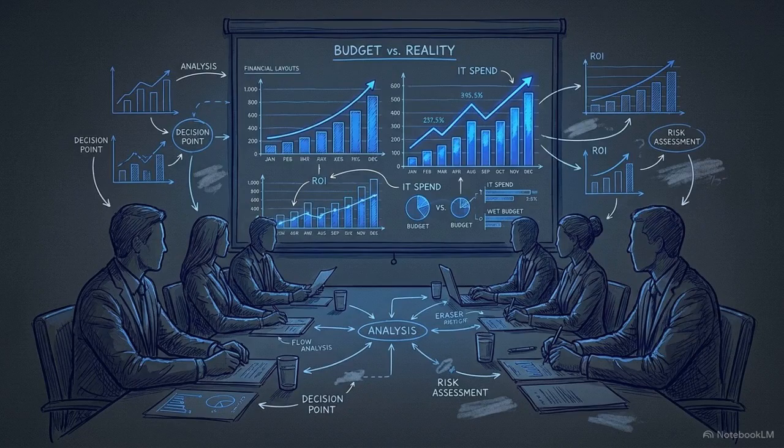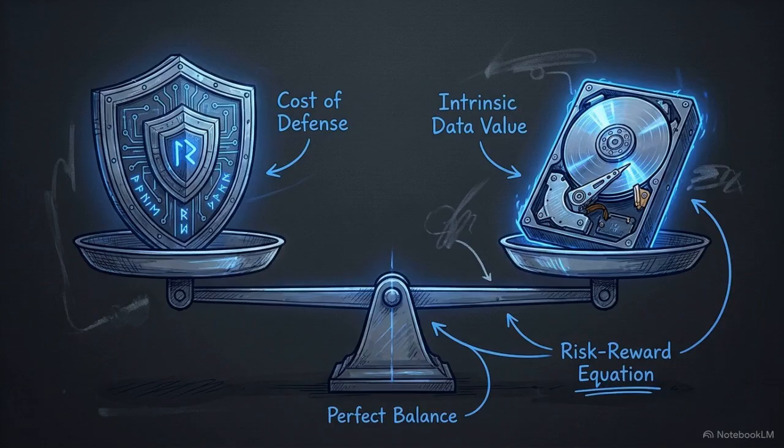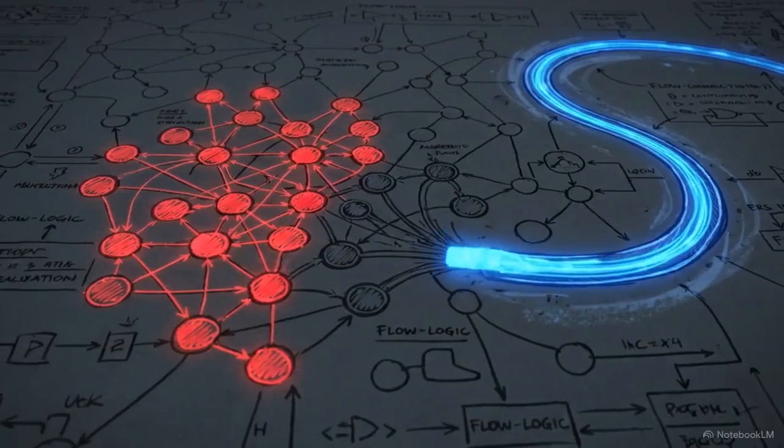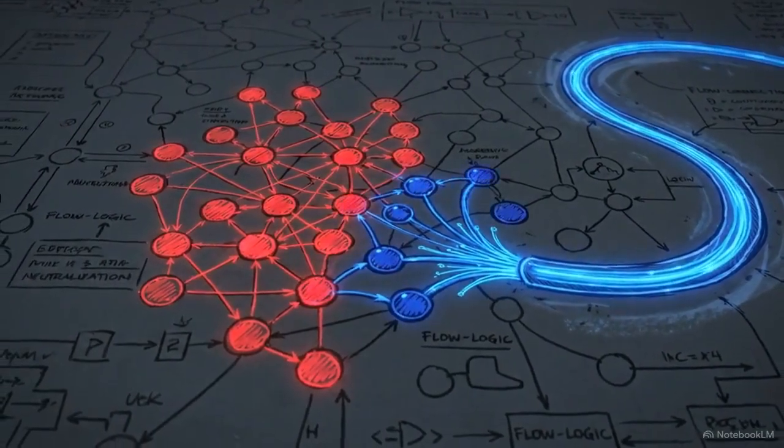Ultimately, organizations must evaluate the business reality. The cost of implementing layered defense systems and conducting deep forensic analysis must always be weighed against the intrinsic value of the data being protected. No matter how complex the network architecture becomes, physics and code dictate a simple truth: an intruder always leaves a trail in the wires.